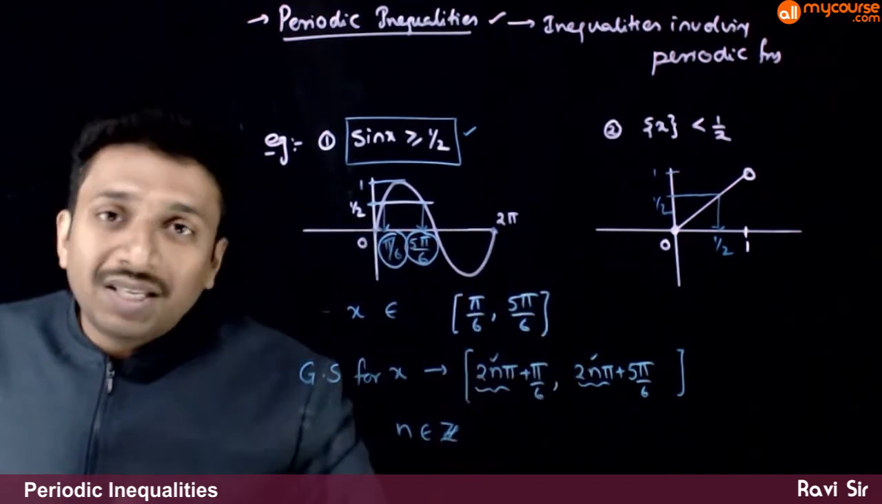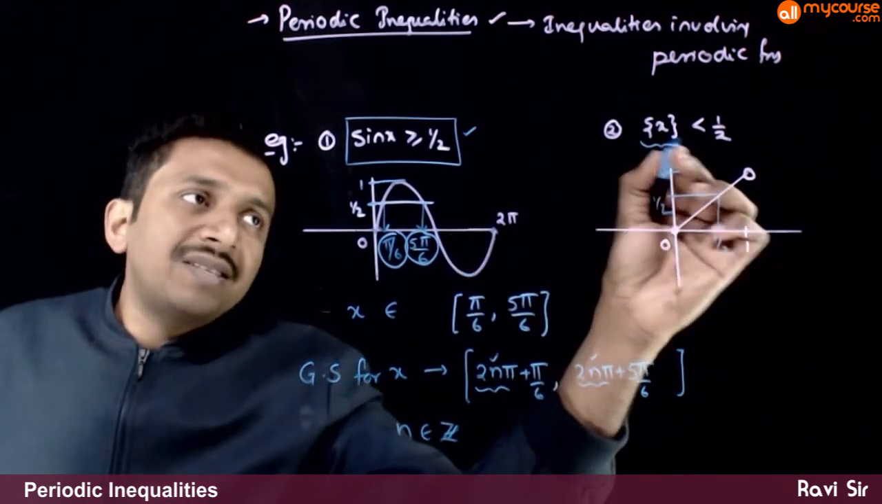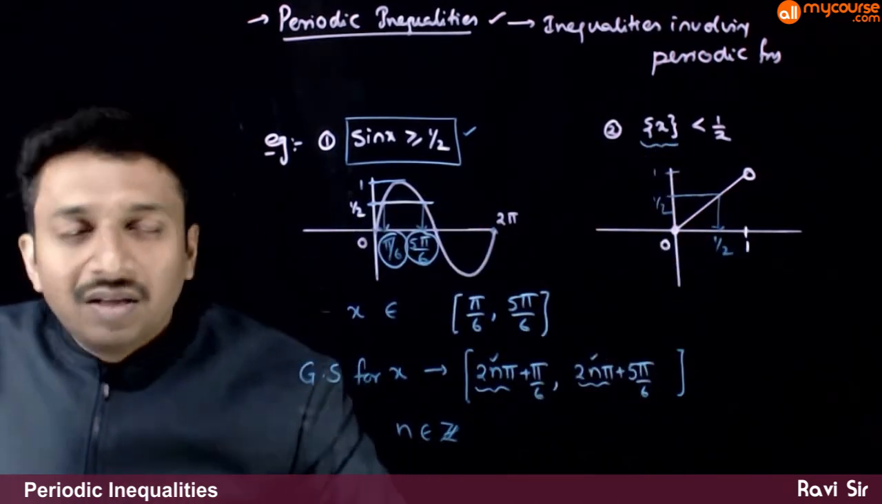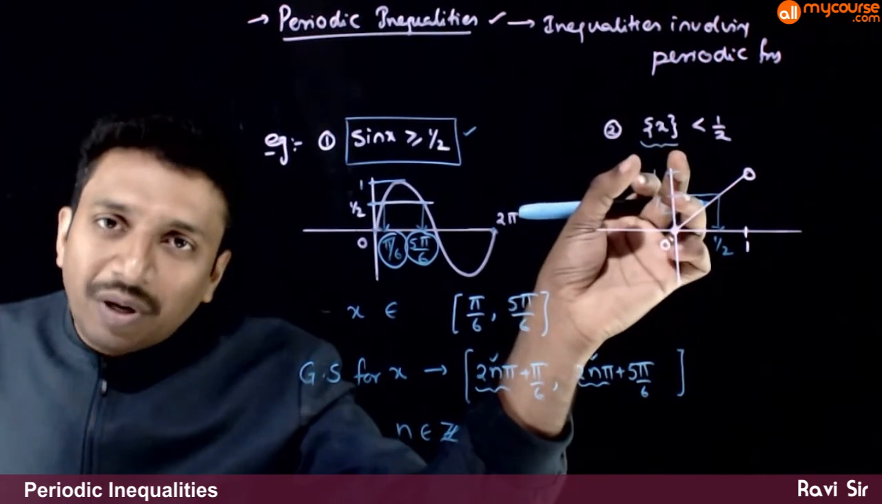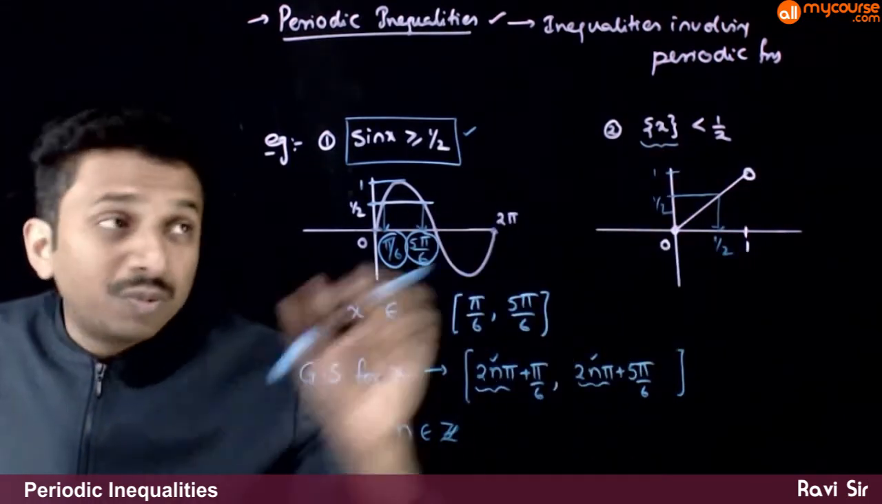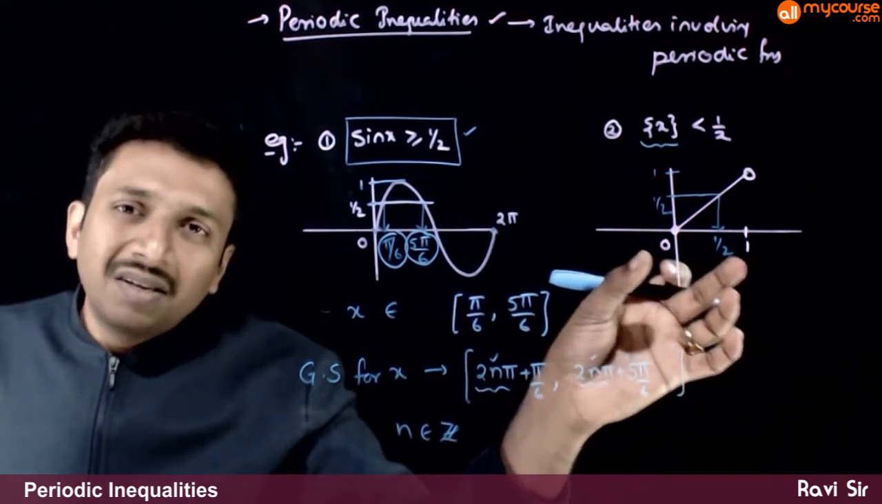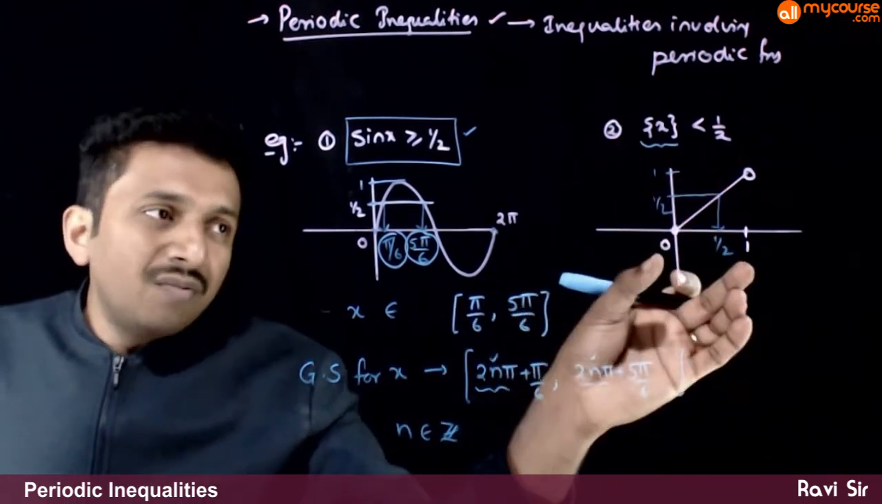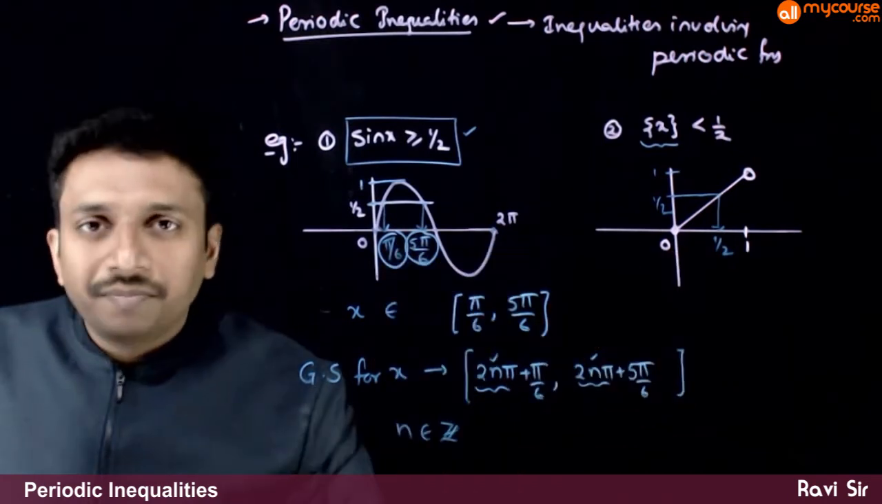Now, let's go to the next question. Fractional part of x is less than half. Here also we know that fractional part is a periodic function whose period is 1. So let us try to solve this inequality in one cycle, that is from 0 to 1.